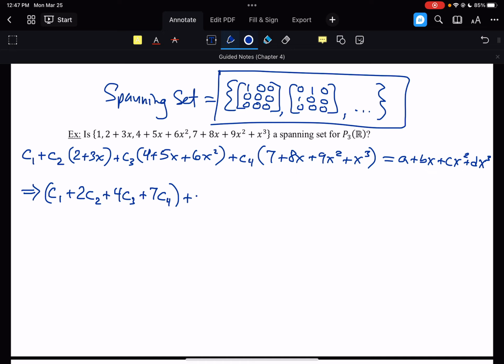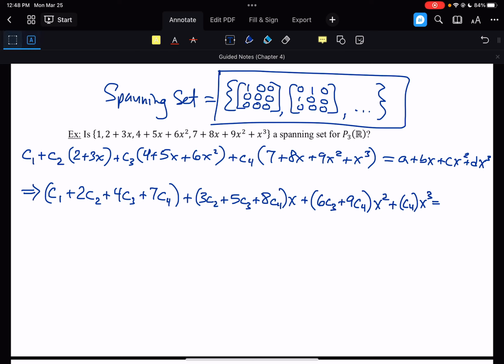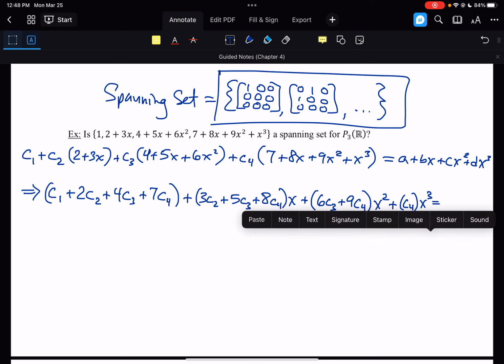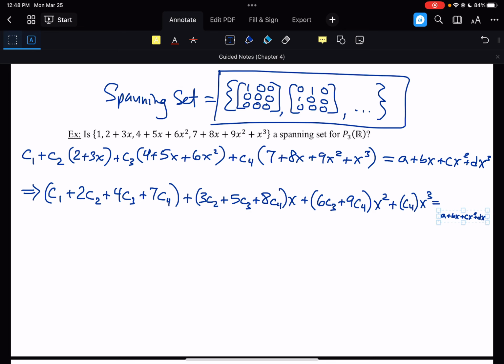plus, for the x terms, we have 3C2 plus 5C3 plus 8C4 times x. Plus for the x squareds, we have 6C3 plus 9C4 times x squared, plus just a C4 on the x cubed. And that equals the same thing.